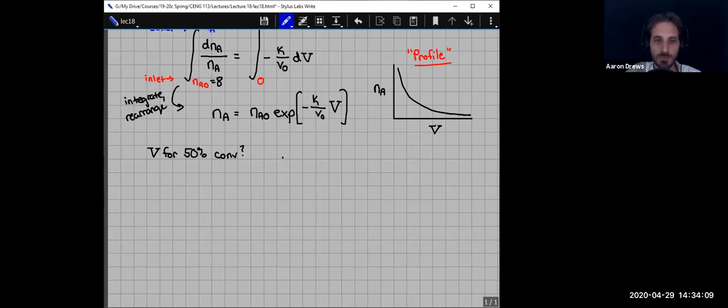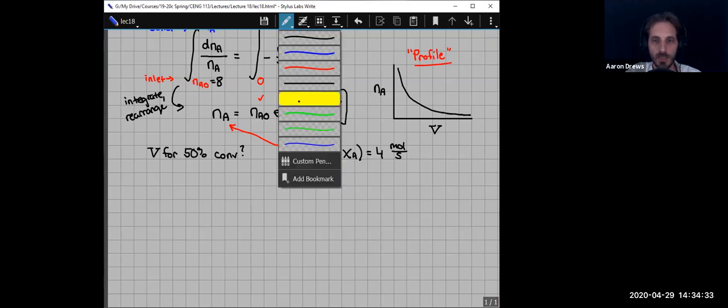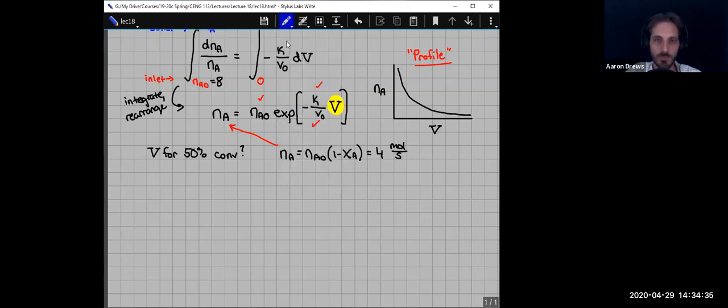Well, if we have 50% conversion, we know that N_A from stoichiometry is equal to N_A0 times 1 minus X_A, which is an easy one for this, which is just 4 moles per second, right? Half of the inlet. So we can take this now and substitute it into our profile, which is here. We will know N_A0 because that's 8. We know k, we know v0 because those were both given to us. And the only unknown in here will be the volume. And so we'll be able to solve that, right?